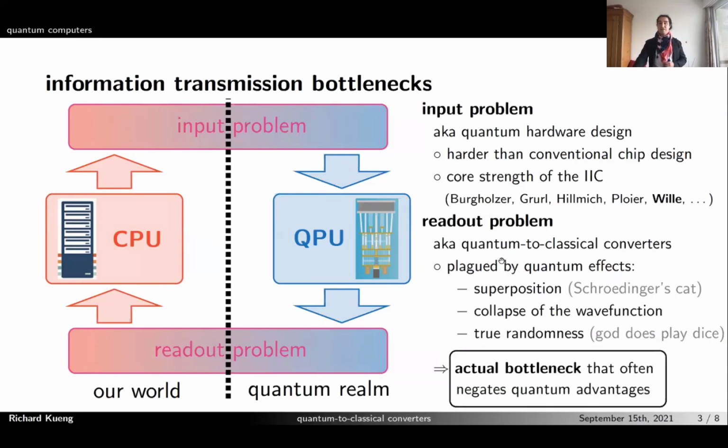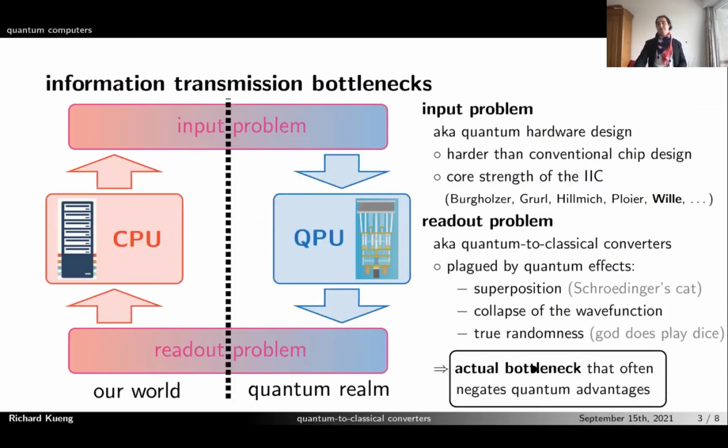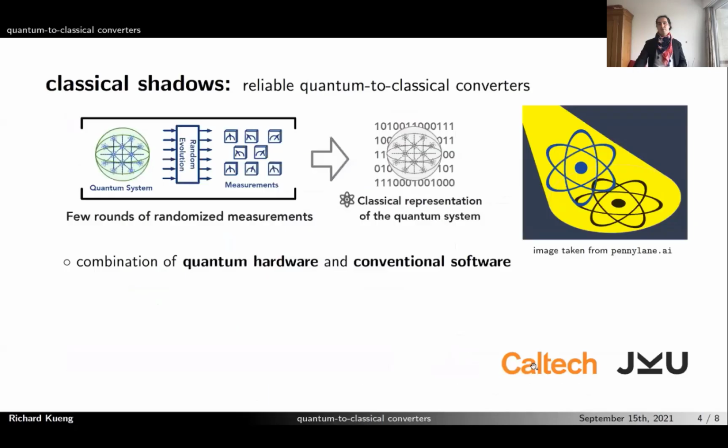And in fact, it is an actual bottleneck that can completely negate perceived quantum advantages if you're not careful. And during my stay at Caltech, where I was doing research before I came to Linz, we decided to tackle exactly this bottleneck problem. And we came up with a new, efficient, and reliable way to convert the output of a quantum computation, or more generally, an actual quantum system, into a classical representation comprised of bits that we can work with on our conventional computers.